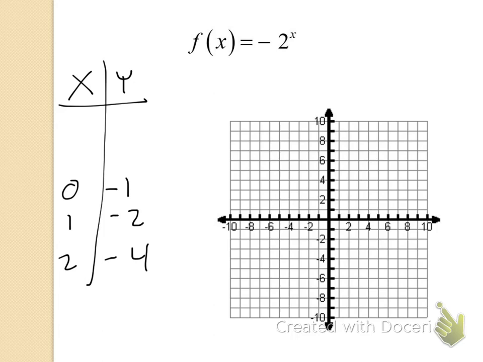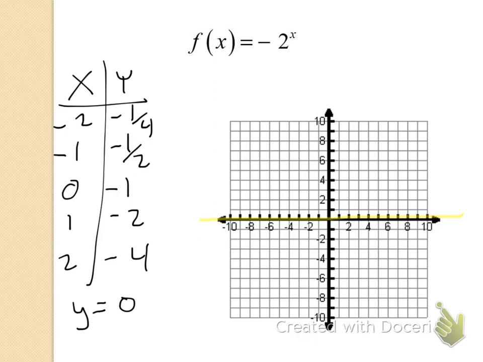Let's go the other way. Negative 1. Be careful here. What's 2 raised to the negative 1? 1/2, and then you make it negative 1/2. So 2 raised to negative 2 would be 1/4, and negative 1/4. Our horizontal asymptote is still y equals 0. Let's graph that. What did this negative out in front do? It just had it reflect over our horizontal asymptote.